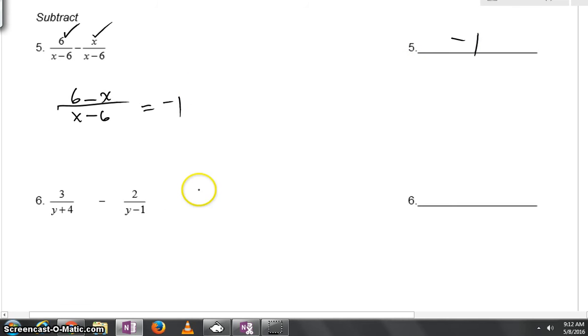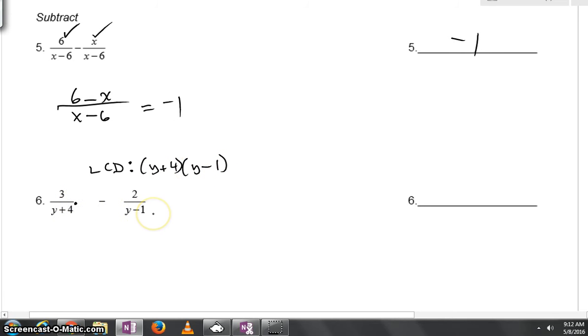For number 6, we don't have the same denominator. We have to get our LCD, least common denominator. Every denominator has to get represented. We'll need a y plus 4 from our first fraction. We also need y minus 1. So we want our fractions to look like this for our denominators.